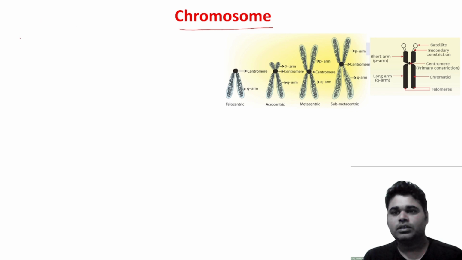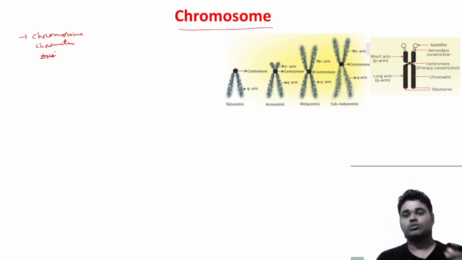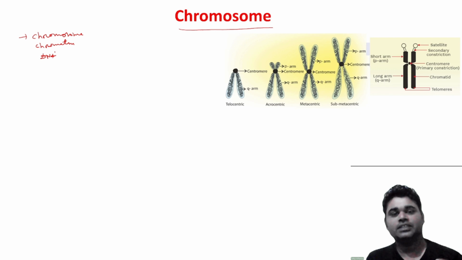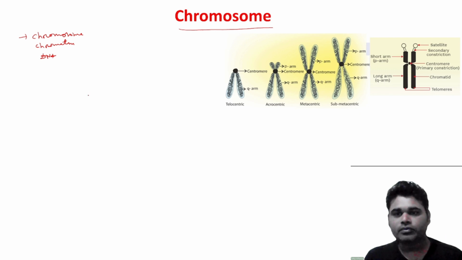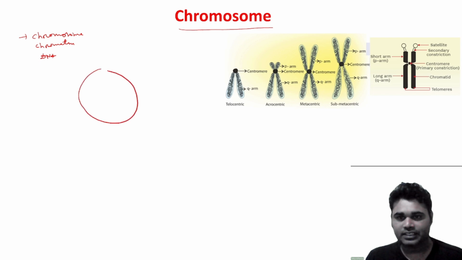You have already heard the terms chromosome, chromatin and DNA. So what is the difference between chromosome, chromatin and DNA? Let's get into this. In the cell cycle, let's suppose this is the cell cycle, there are different types of phases present.